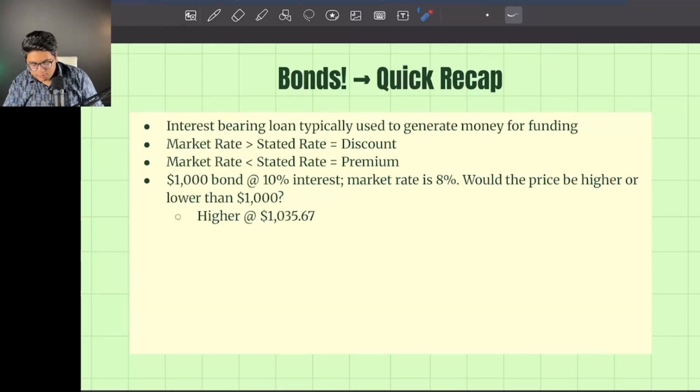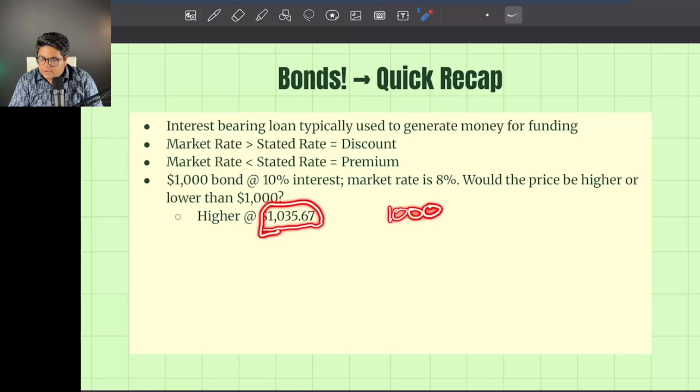So let's say we have a $1,000 bond at 10% interest and the market rate is 8%, right? So the market rate is less than the stated rate. A person gets more interest buying into the bond than they do from the market. Would the price be higher or lower than $1,000? The answer is already given for you. It would be higher, because the person is buying the bond at a premium, since the bond gives them a higher interest rate. So the person will buy the bond for $1,035.67, and they will get back $1,000 from the bond plus the interest. But at the end of the day, the goal is to reduce this extra $35 into $1,000.